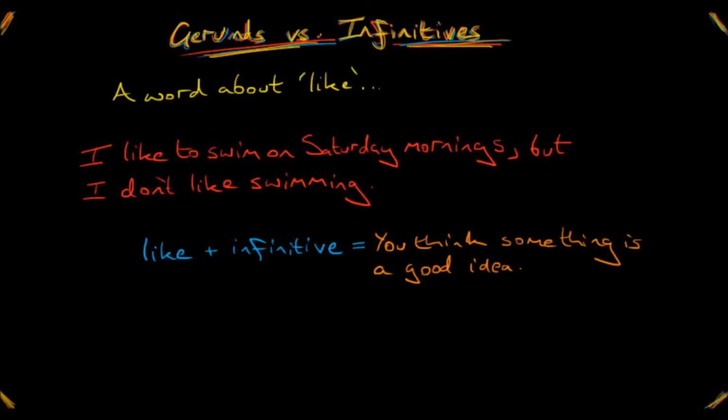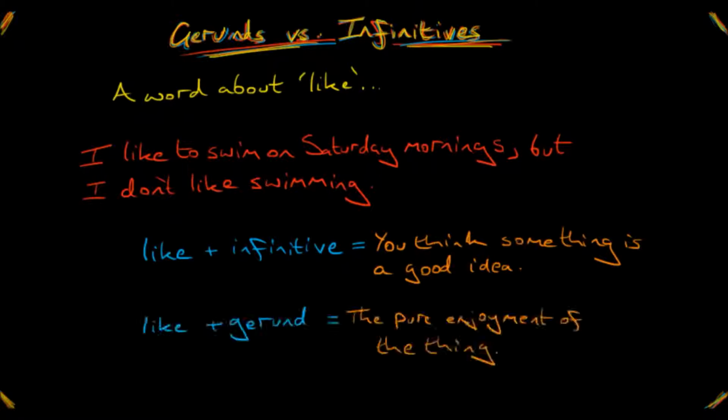If you use like plus infinitive, you're implying that you think something is a good idea. In this case, I like to swim. Well, all we know about this is that Saturday mornings is a good time for this guy, or for health reasons he thinks it's a good idea. But if you use like plus gerund, now you're referring to just the pure enjoyment of the thing. So when this person says, but I don't like swimming, well, regarding the pure enjoyment of swimming, no, he doesn't like it. But he does think it's a good idea.